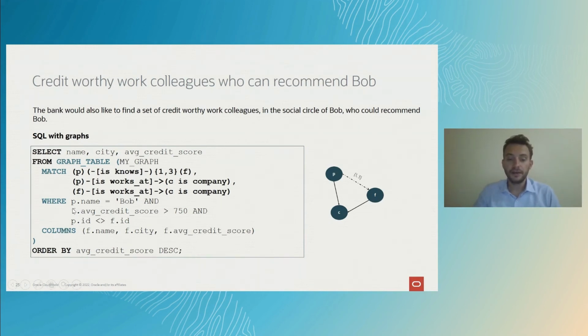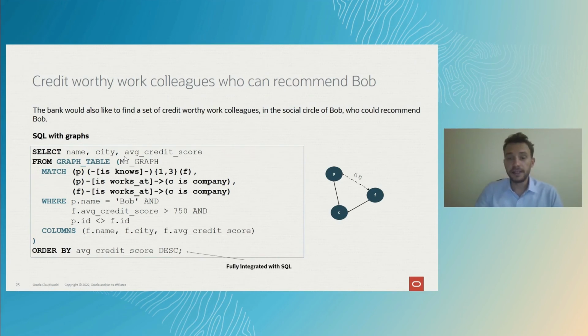And then on top of that, as I said, we can have conditions on their properties. Like we wanted the work colleague to be credit worthy, so we can assert the fact that the credit score should be greater than some value, maybe I put here 750. Then we can project values of their properties, like the name, the city, and the average credit score. And because all of this is integrated in SQL, afterwards we can just order by average credit score, and then select the properties of our interest.